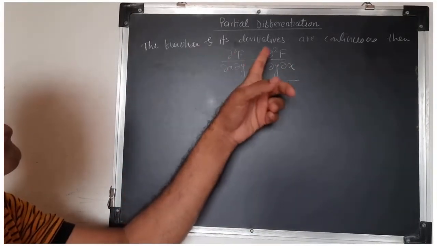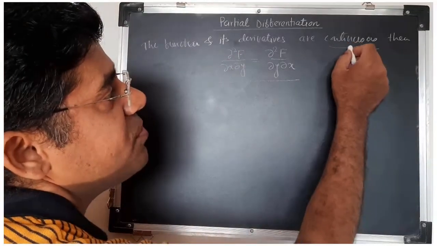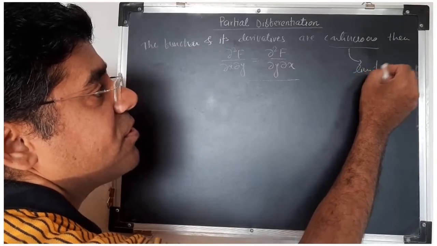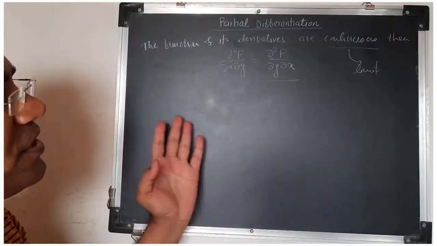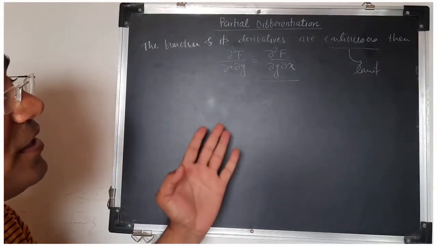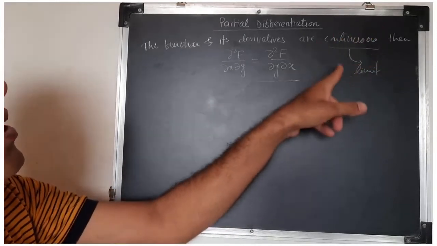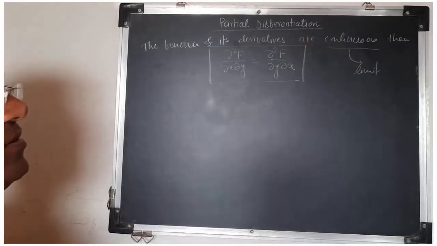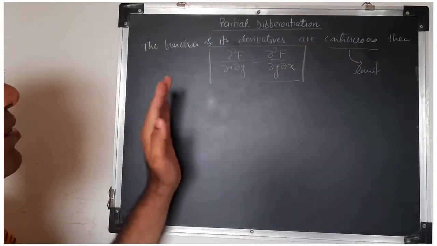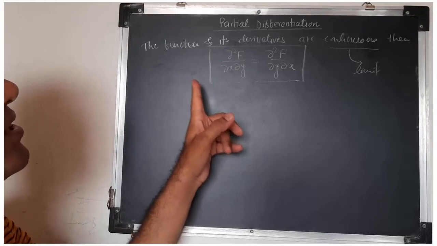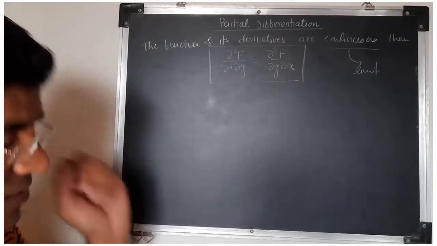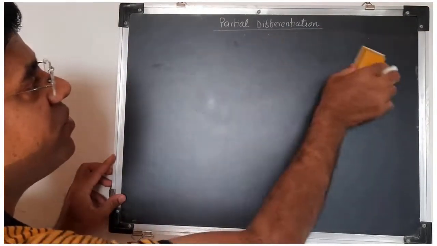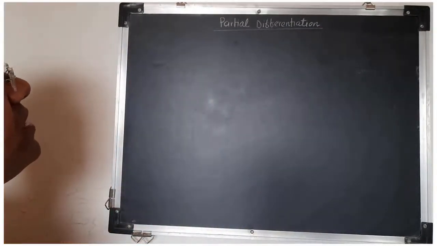The function and its derivatives are continuous. Continuous means it is related to limits. Any function and its derivative should be continuous, and only then can we write this particular thing. So before this, let us understand what we mean by a function and its derivative being continuous.